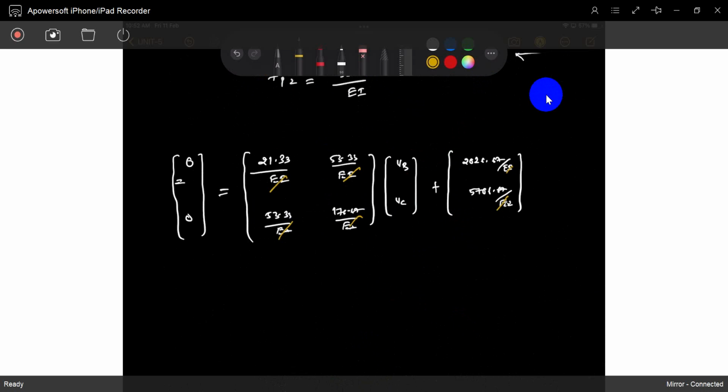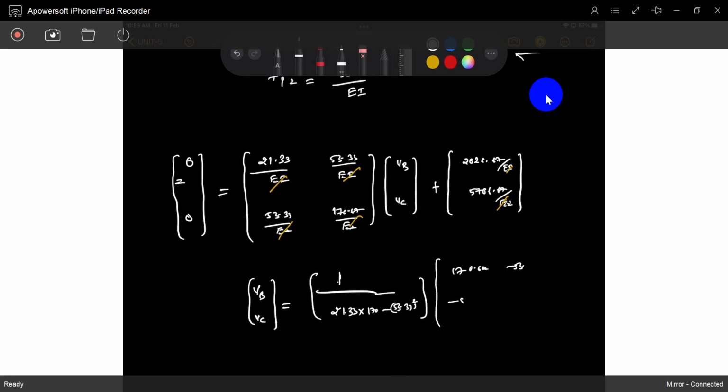What are VB and VC? Can you find them out? The values will come negative, because if it goes outside, it will come as a negative value. Can you write down these values? You will get, see, EI will cancel: 21.33 multiplied with 170.67 minus 53.33 whole squared, and invert the matrix.